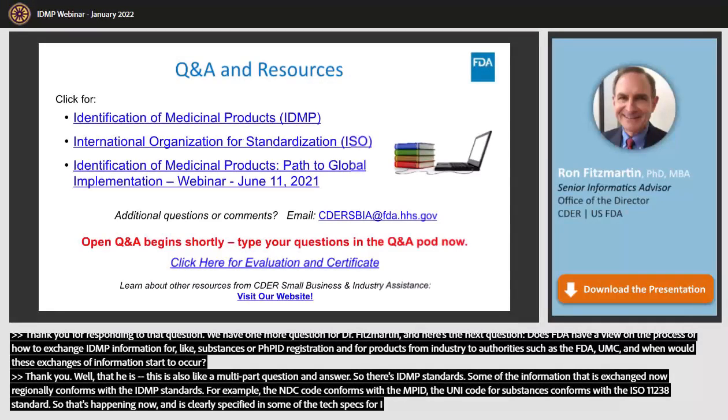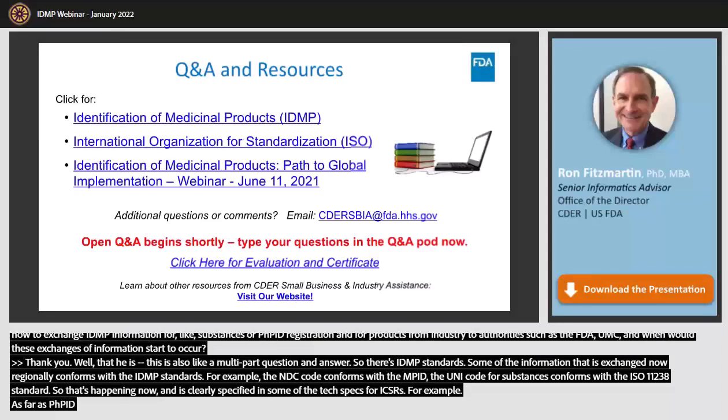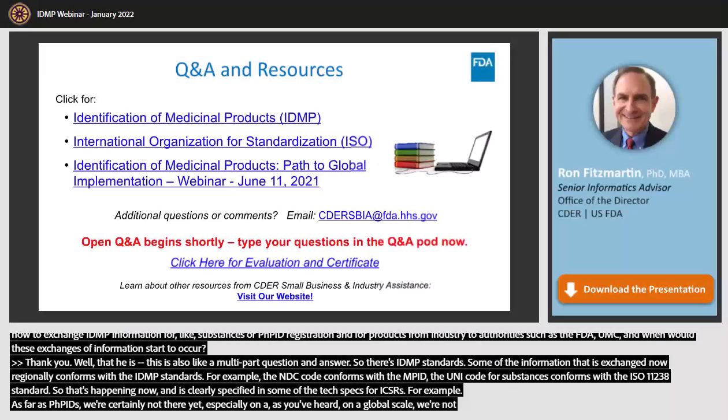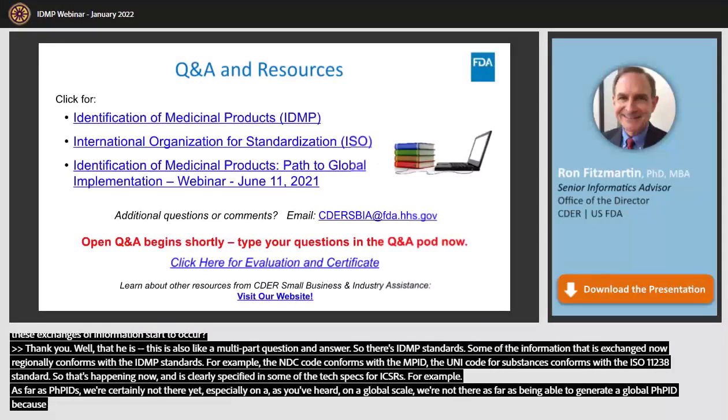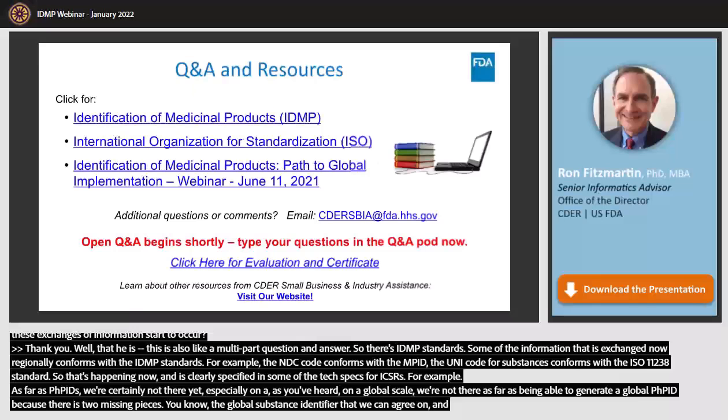As far as PHPIDs, we're certainly not there yet, especially, as you've heard, on a global scale. We're not there as far as being able to generate a global PHPID because there are 2 missing pieces: the global substance identifier that we can agree on, and a solution for dosage form.